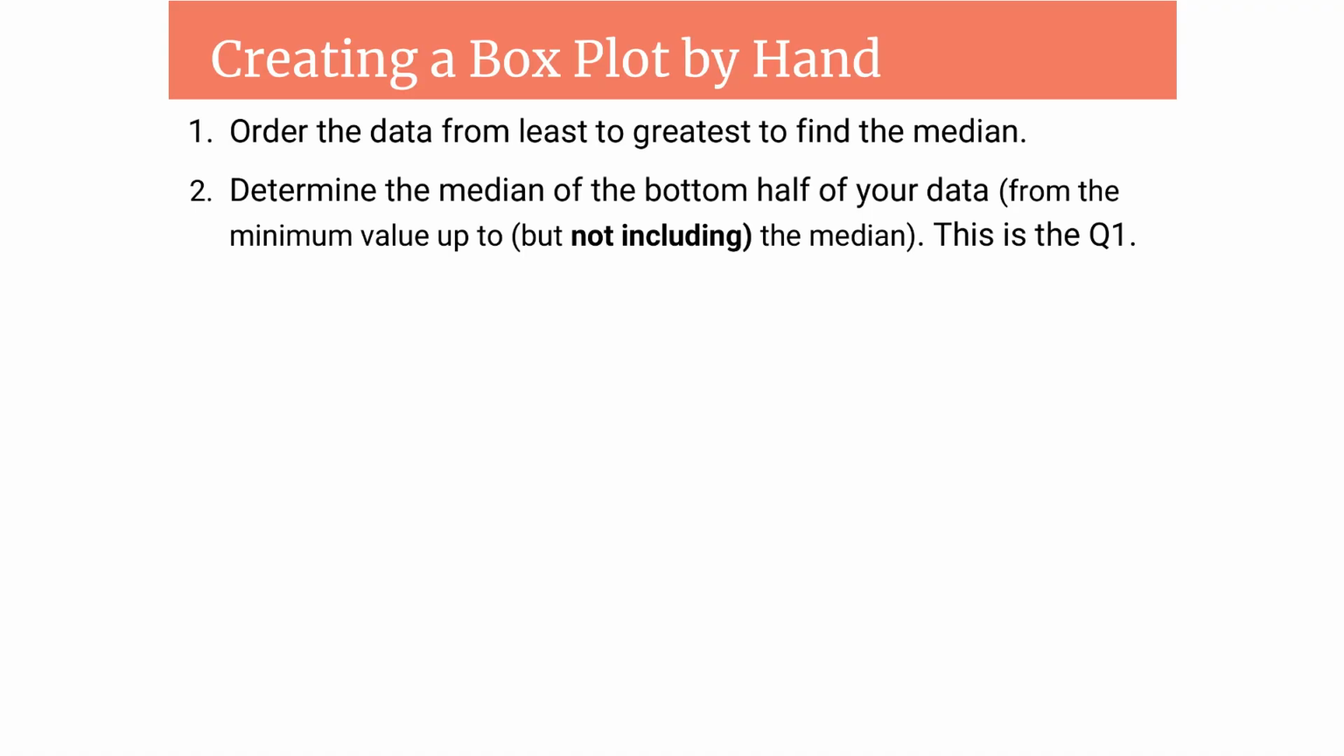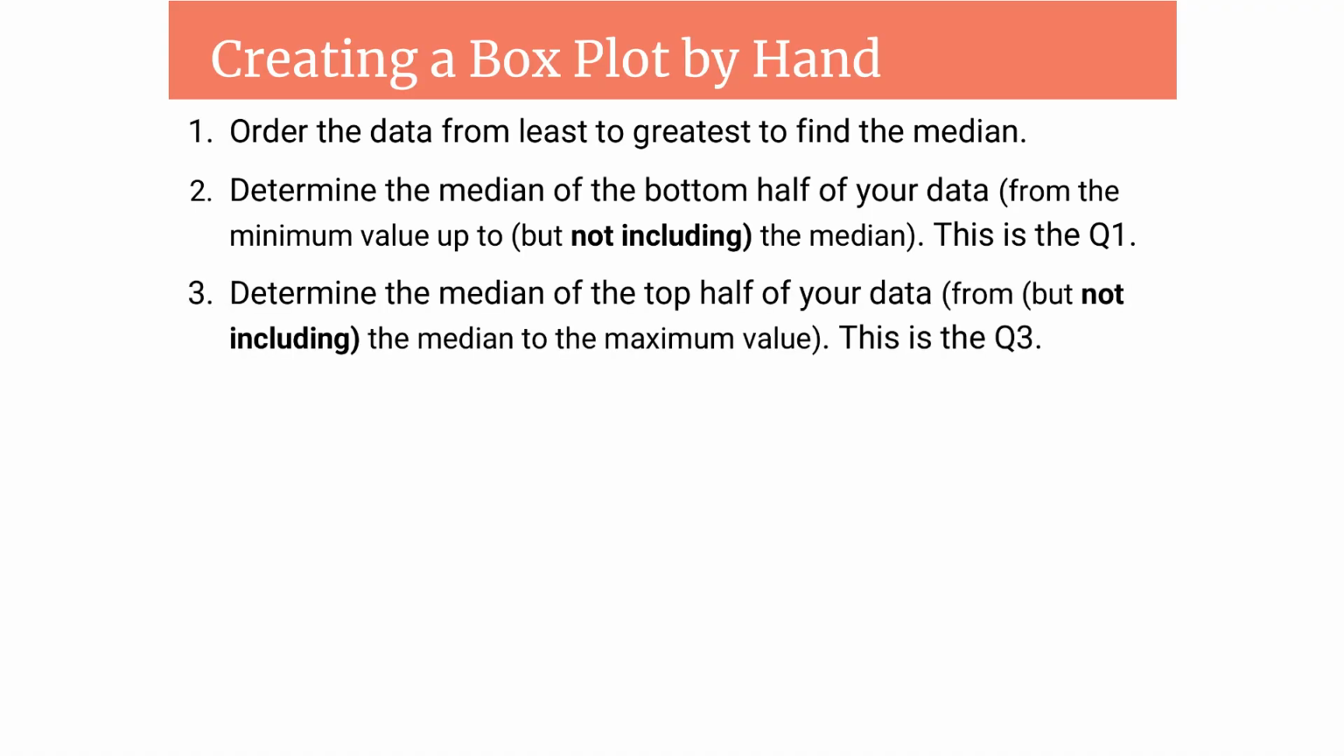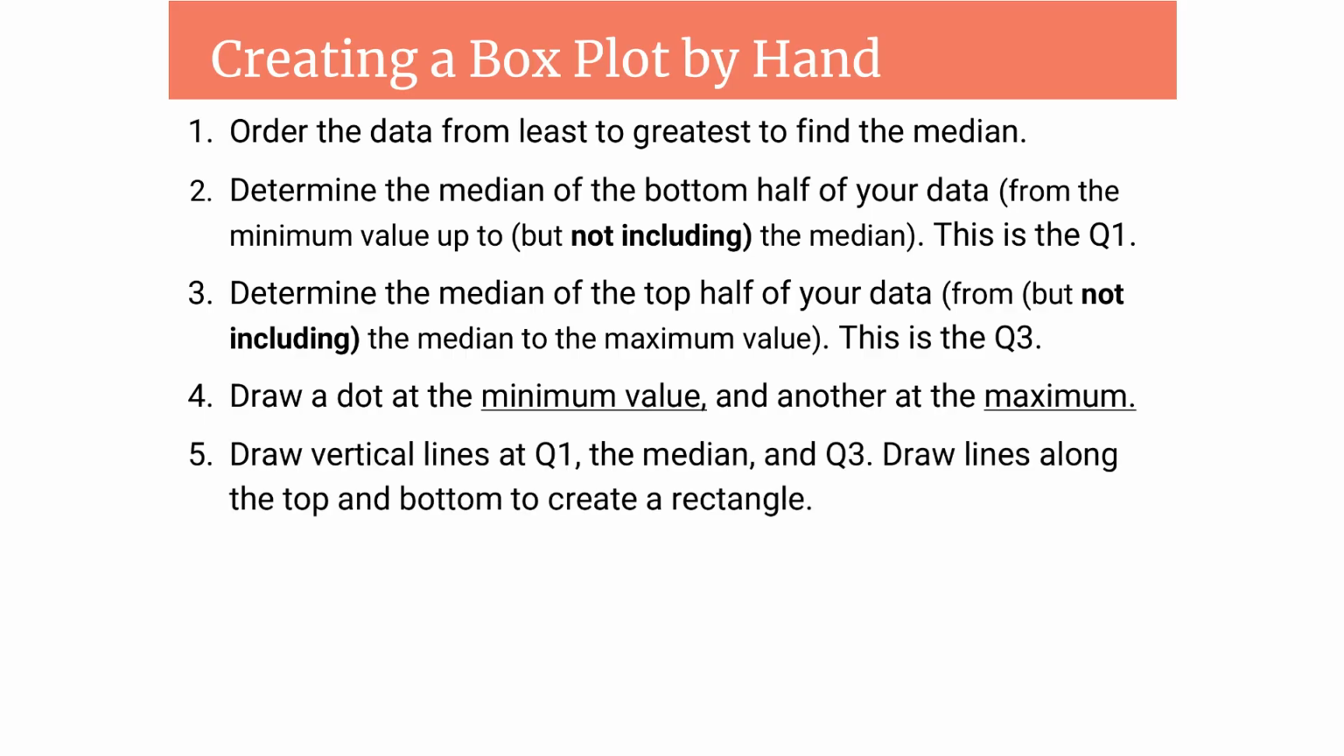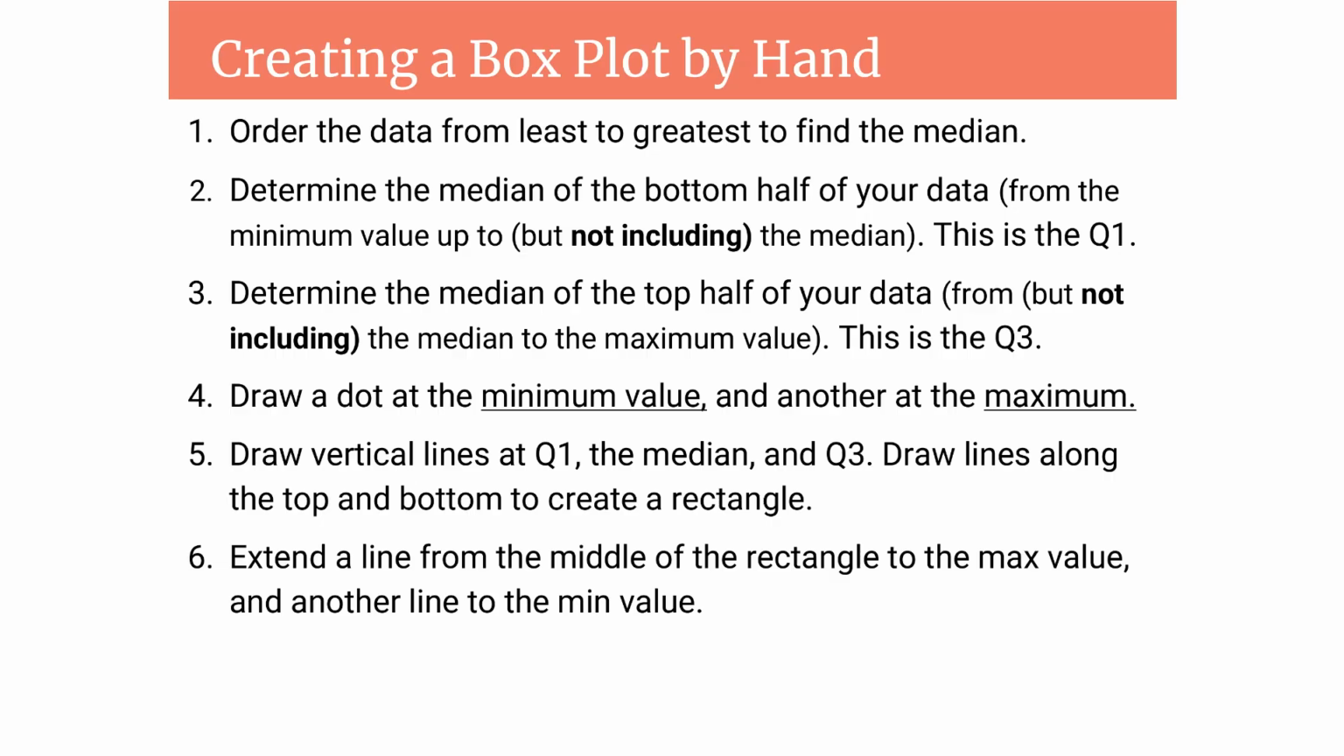This is Q1. Then you need to determine the median of the top half of your data, again from but not including the median to the maximum value, and that gives you the Q3. Then you draw a dot at the minimum value and another at the maximum value. Then you draw vertical lines at Q1, the median, and Q3, and draw lines along the top and bottom to create the box. Then you extend a line from the middle of the rectangle to the max value and another line to the min value. So let's go ahead and take a look at doing that in the real world.